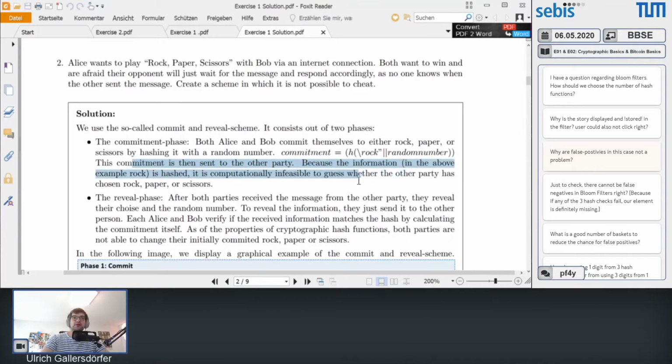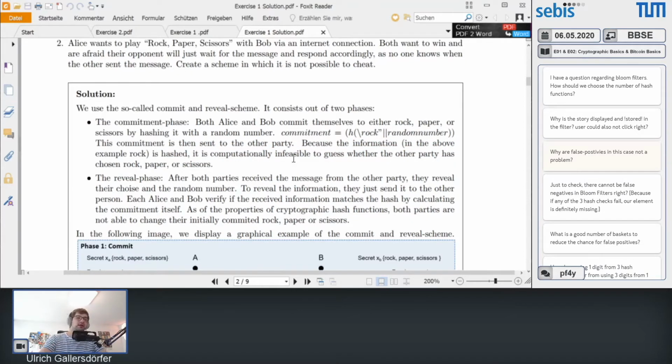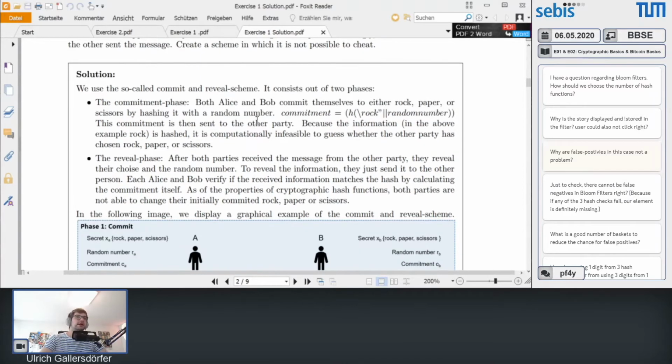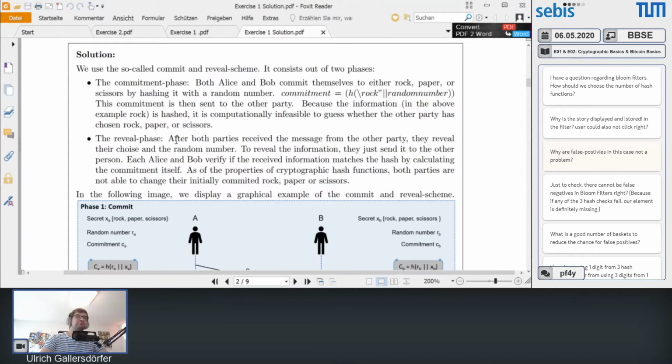And because the information is hashed and hidden with a large random number, there is no way for the other party to understand to which value, either rock, paper, or scissors, the other party has committed itself. And in the reveal phase, both parties receive the message from the other party, and now they can reveal their choice and their random number. They send this information to each other, and Bob and Alice verify if the received information matches the hash by calculating the commitment itself.